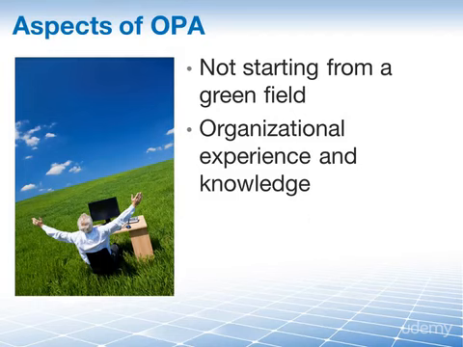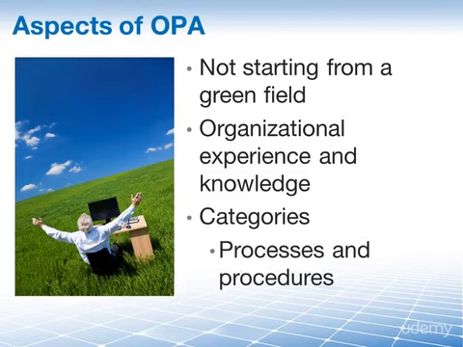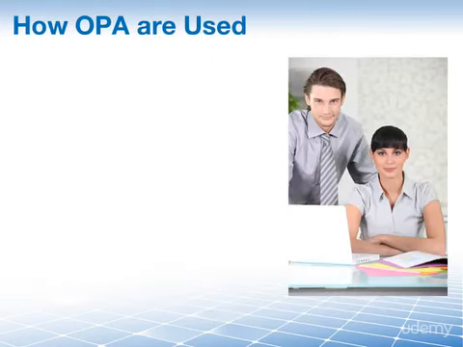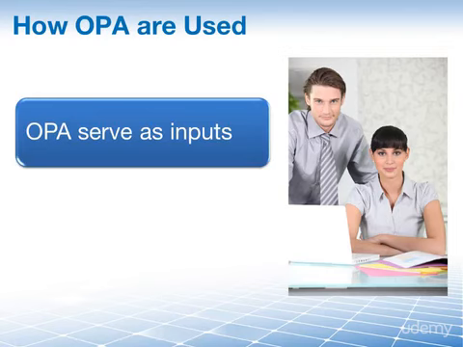This definition basically spells out the two categories into which organizational process assets can be grouped, namely the processes and procedures as well as the corporate knowledge bases. Organizational process assets are used by you and me throughout our projects. Typically, they serve as inputs to the processes of a project. For example, estimates from past projects can help with cost or time estimates for our current projects.